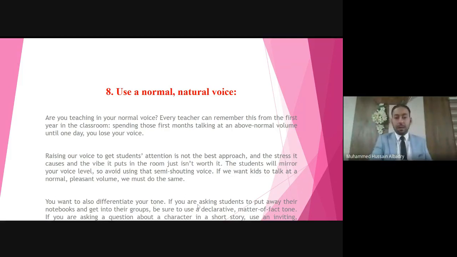If you are asking students to put away their notebooks and get into groups, for example, open your book on page such-and-such, here you are telling them to do something. If you are asking a question about a character in a short story, for example, who is the character here, who can tell me, do you have any questions please, you see the tone, and you look at the students. So a natural and normal voice is very important inside the class.